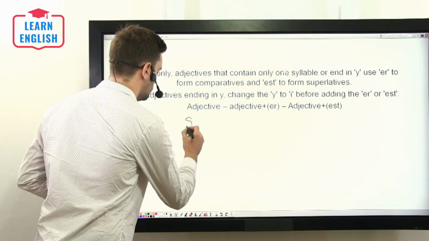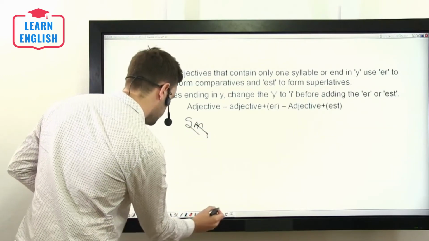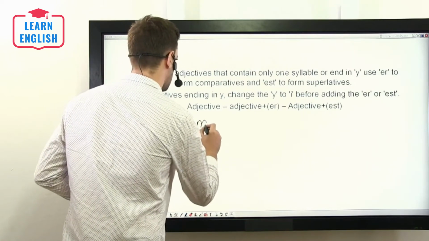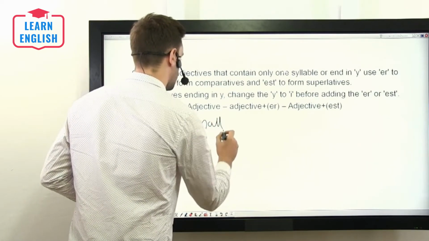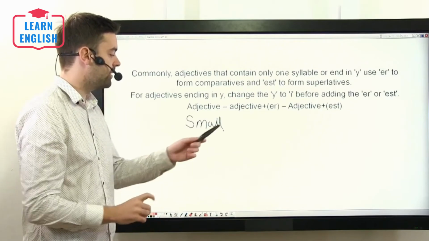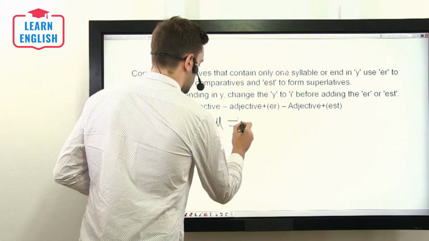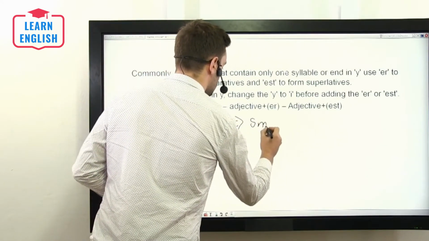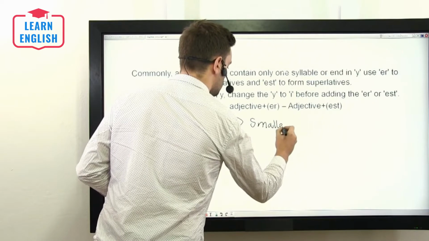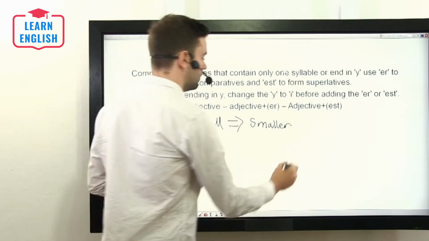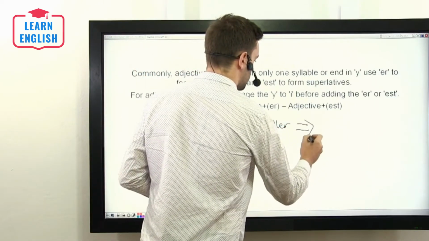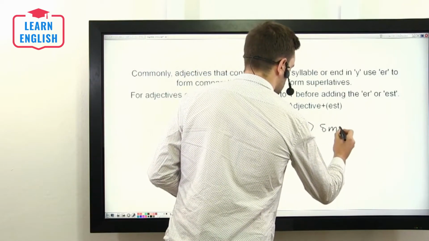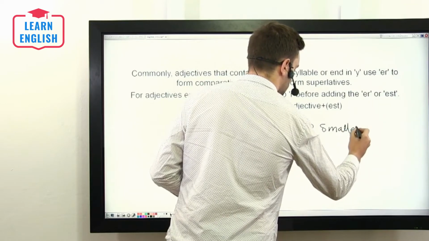So let's use the adjective small. If it's the comparative, you add ER and you get smaller. Then you get the smallest.